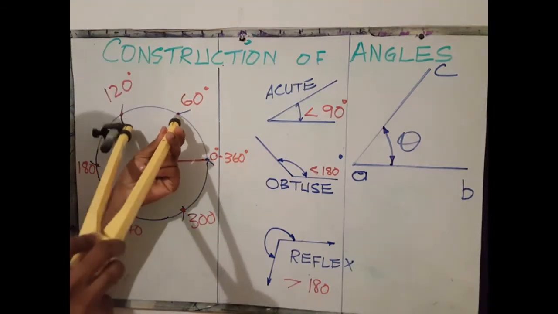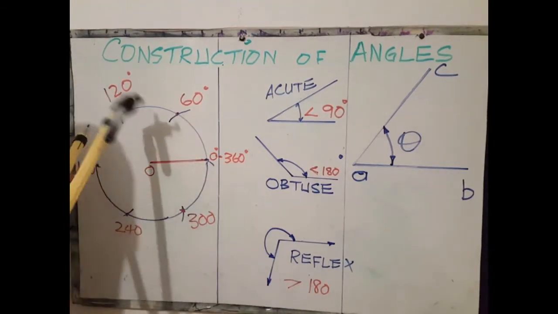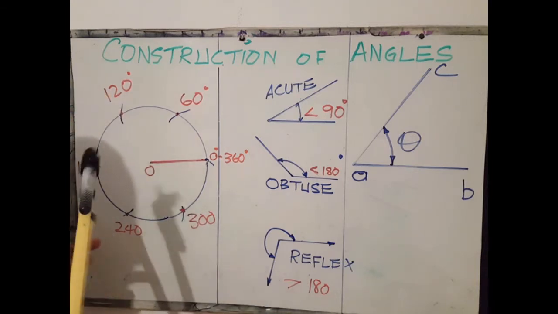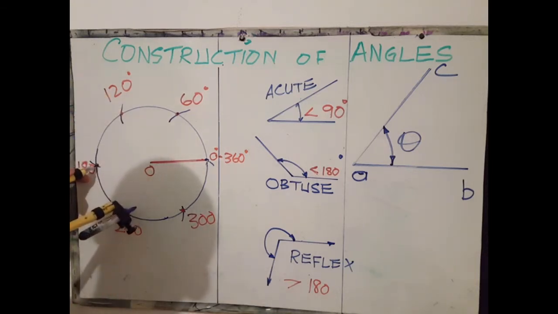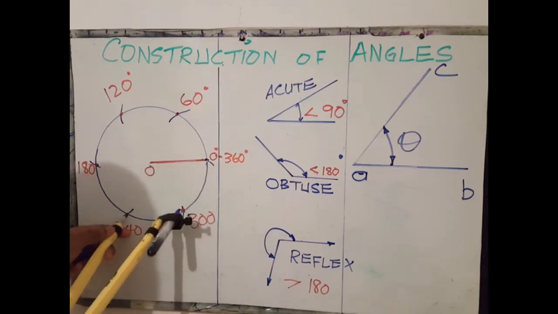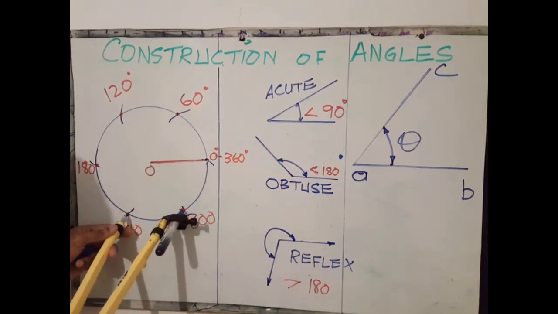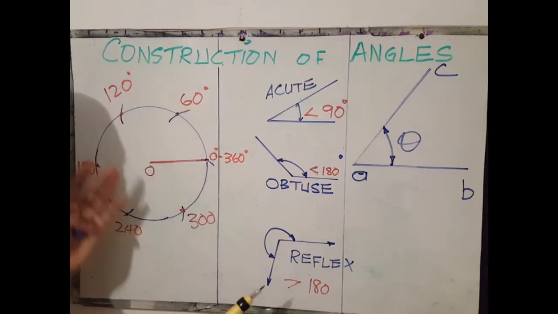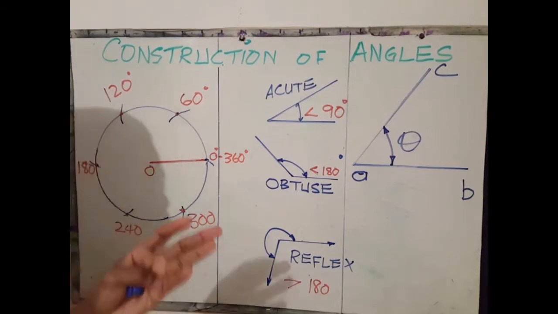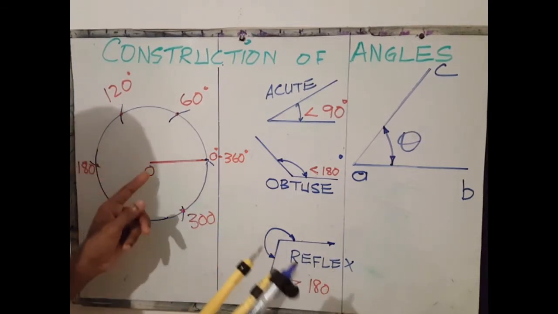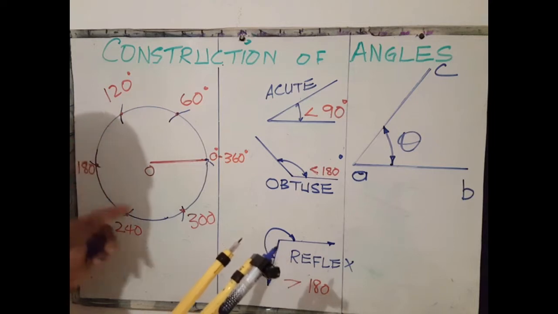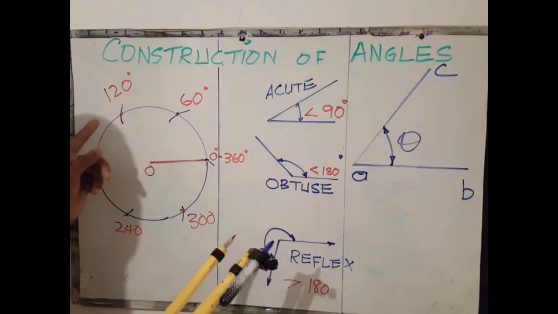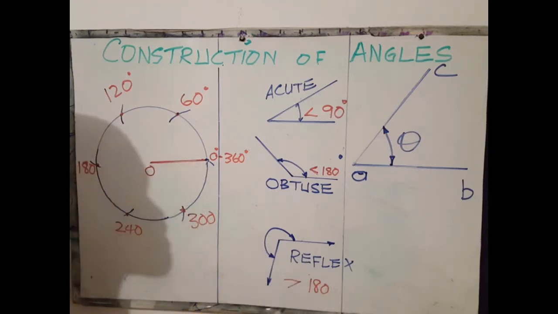We go another 60. That's 120. Again, we go 60. That's 180. From here, scribe. That's 240. 300. And back to 360. This is the principle under which angles are constructed. So it's important to remember that whatever radius we use to draw the circle, we must use the exact same radius to mark off these equally spaced increments.